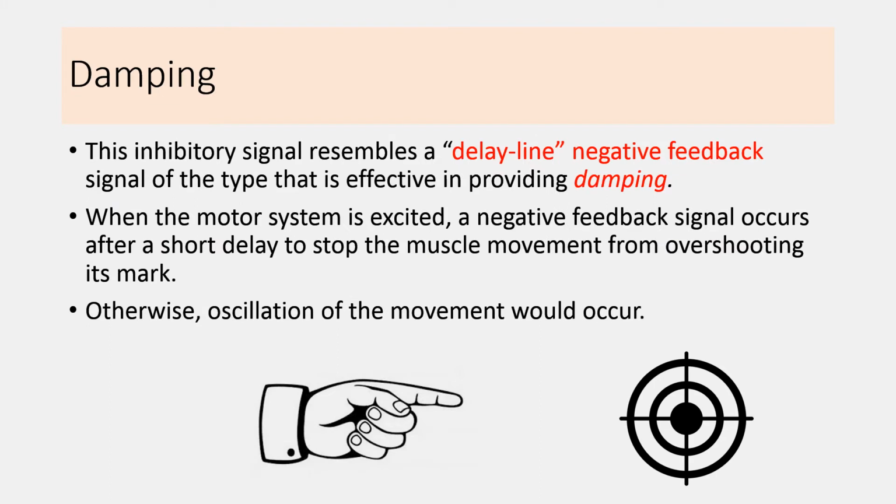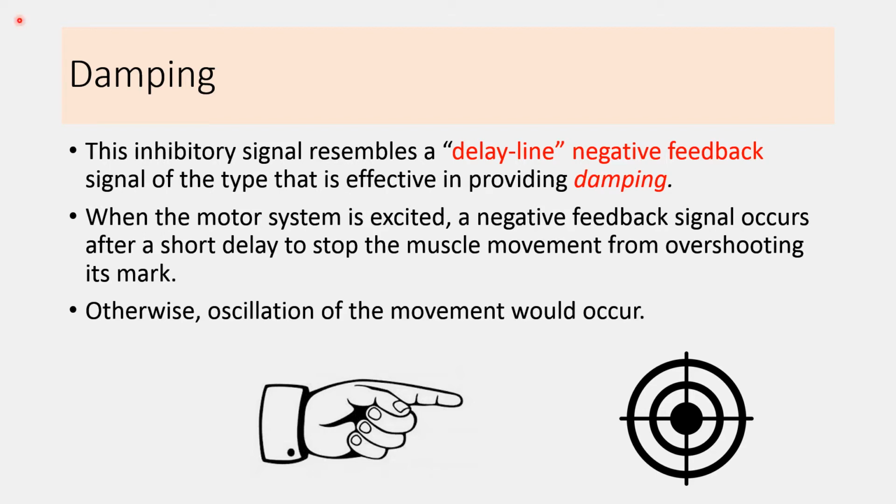During the execution of a rapid muscular movement, the initial excitatory signal from the deep cerebellar nuclei is followed by the inhibitory signal. The initial excitatory signal enhances the motor movement, and the inhibitory signal dampens the movement. So the damping of the movement prevents overshooting of the movement from the intended mark. Otherwise, oscillation of the movement would occur.